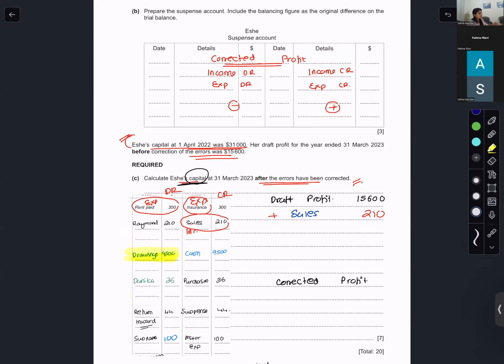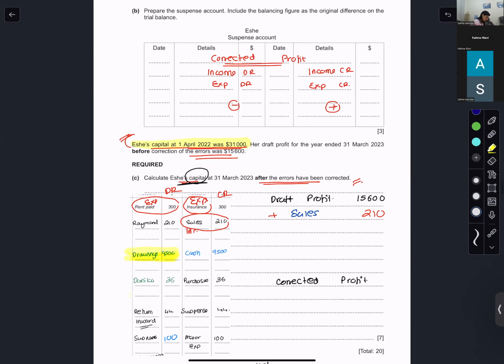Owner withdrawing goods or cash out of the business. What is an expense? Expense is something you spend money on. So, do the definitions match? No. So, how can drawings be an expense? Okay, miss. But drawings definitely affects my capital, and I have to find the capital.